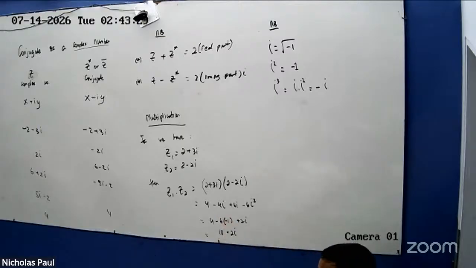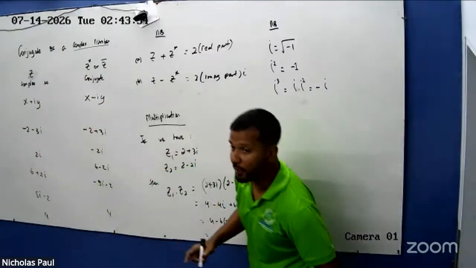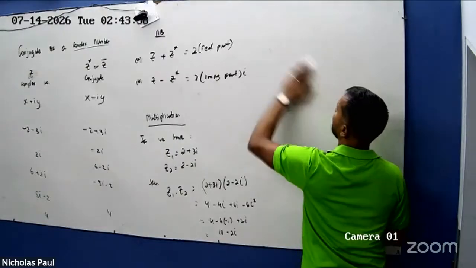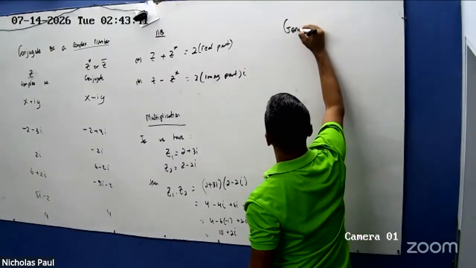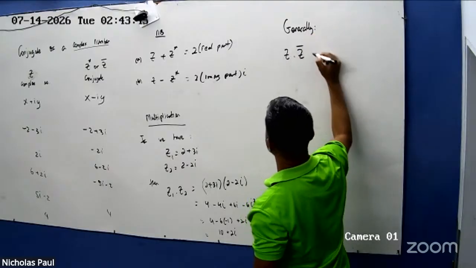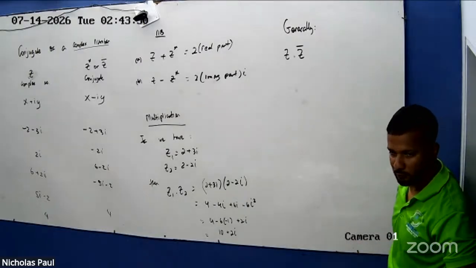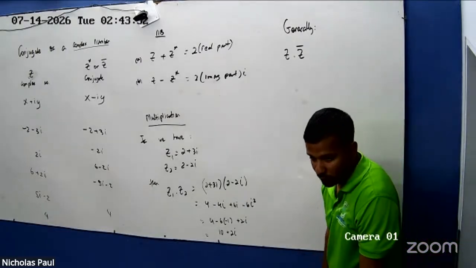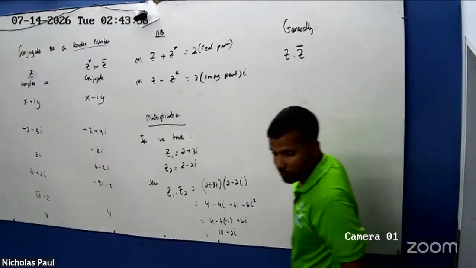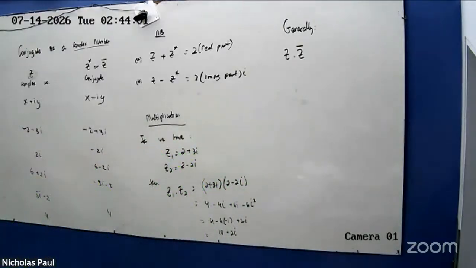No matter what z, just use z as this. So I want to know generally what is z times z complement. Check it and see. What is x plus iy times its conjugate all the time?